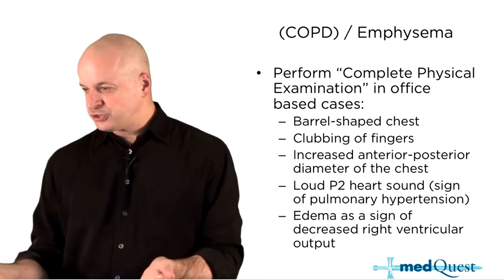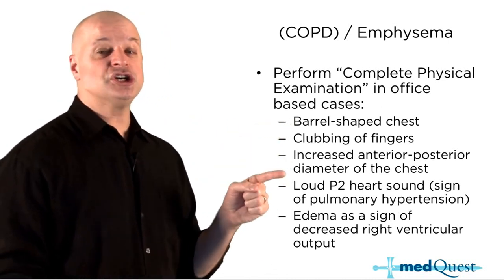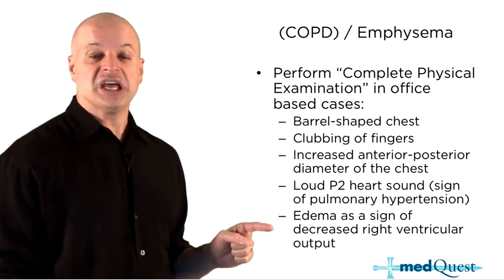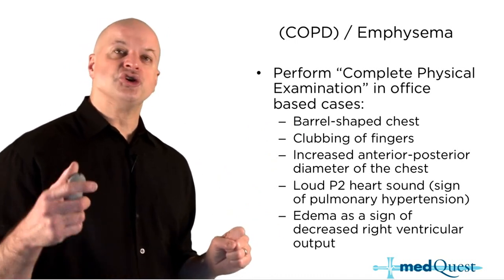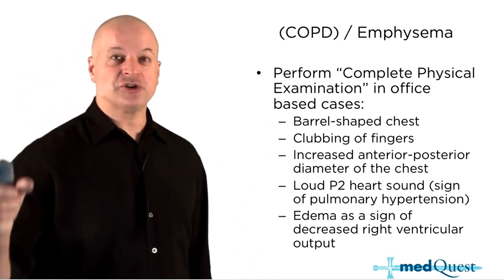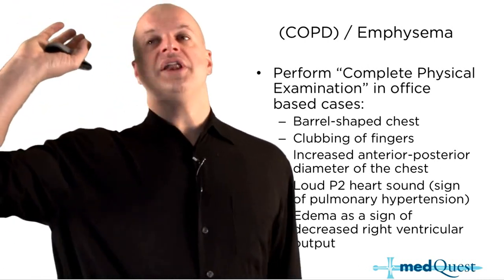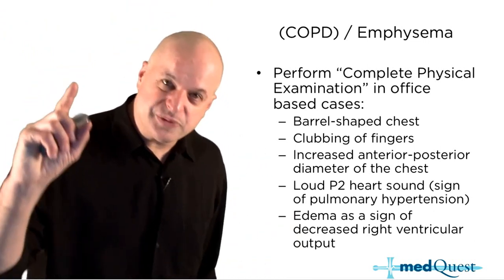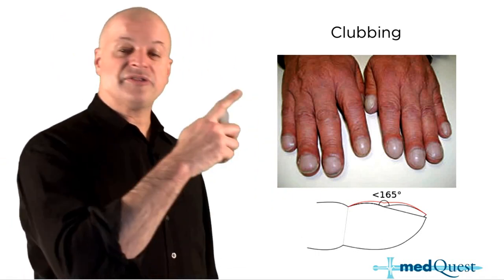Oh, but it was normal. I lose points? No. It could have shown clubbing of the fingers. It could have shown a loud P2 from pulmonary hypertension. It could have shown edema from right ventricular failure. So your question will be this: how do I know how much physical to choose on CCS? You choose it based on what could be abnormal. If there's a possibility that it could be abnormal, then you'll order it. Could it show clubbing? Then you'll order it.